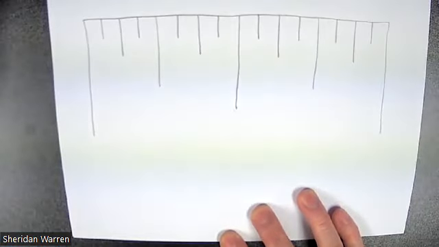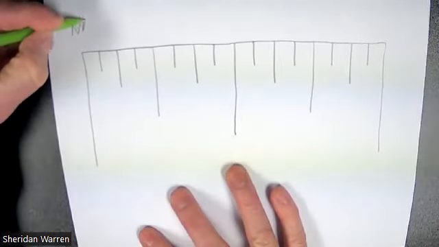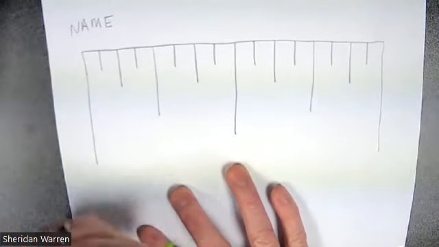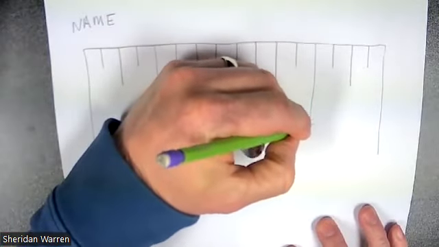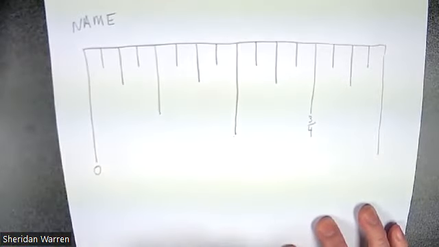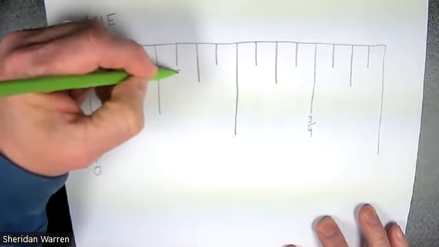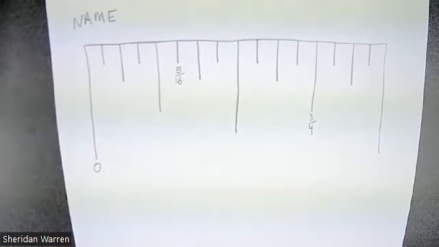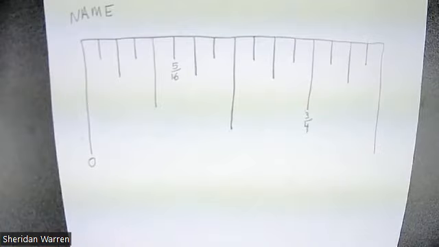Okay. Now, here is your task. Write your name up here at the top. This is a 0. This is a 3/4. And I'll give you one more. This is 5/16. You fill in the rest.